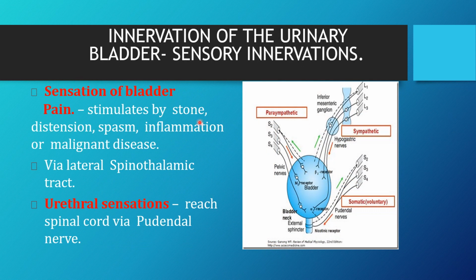So the sensation of bladder pain is stimulated by stone, distension, spasm, inflammation or malignant disease. So these are carried by the lateral spinothalamic tract. So pain and temperature from anywhere are carried by the lateral spinothalamic tract, so that we all know. So the urethral sensations reach the spinal cord via the pudendal nerve. Okay, so from the bladder, the pain is carried by spinothalamic, and from the urethra via pudendal nerve to the spinal cord.